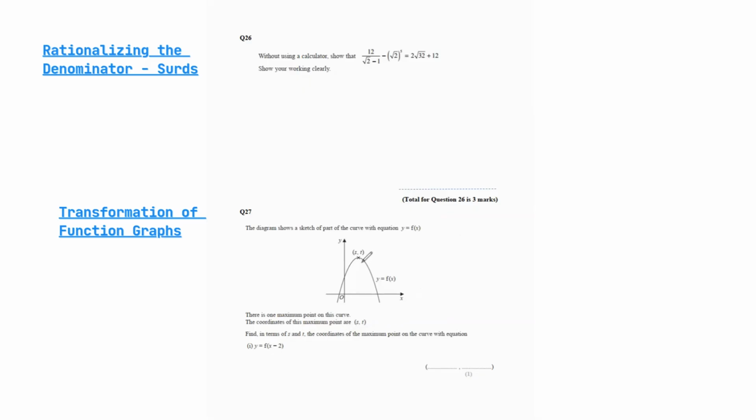So (s, t) means that when it's f of x minus 2, we're moving over here 2 units. So it's going to be s plus 2 for x. Y is going to be exactly the same. Why? Because the transformation is being done horizontally, not vertically.